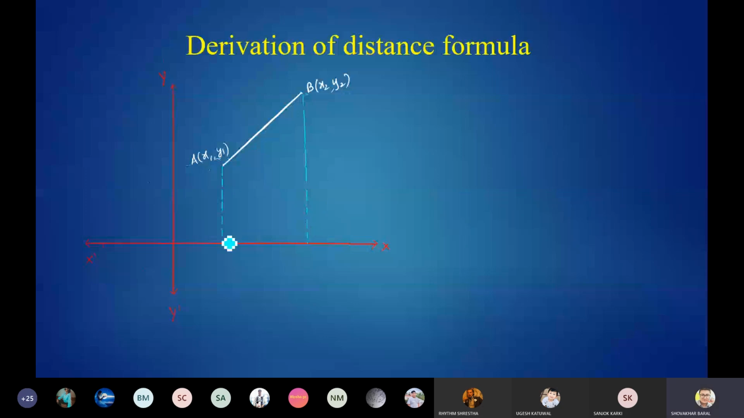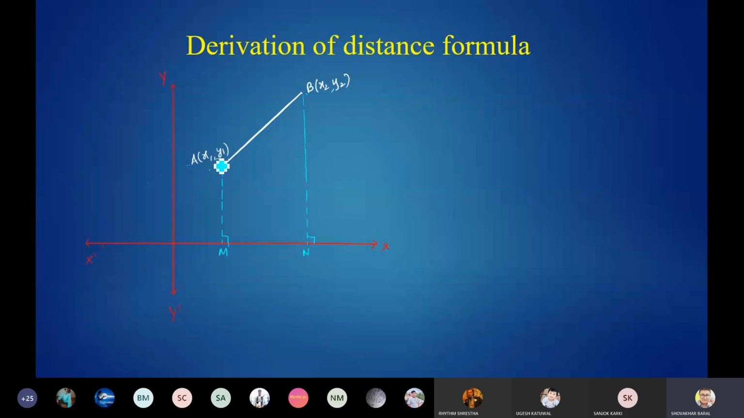Okay, I have drawn perpendiculars from point A and point B. Let me suppose this point is M and this point is N. I'm just trying to display how the formula is root under (x2 minus x1) whole square plus (y2 minus y1) whole square. Let me explain it.